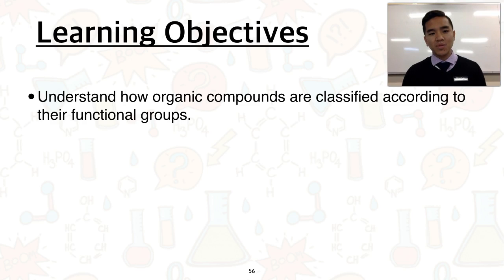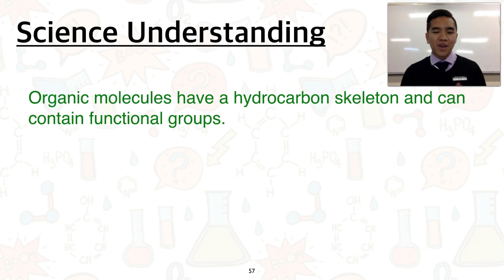In this next part, we're going to understand how organic compounds can be classified according to their functional groups. So far, we've seen this in the form of alkenes and alkynes and how they contain specific functional groups. And I'm going to take you through an example in a moment looking at alcohols. This is the science understanding that this video will relate to.